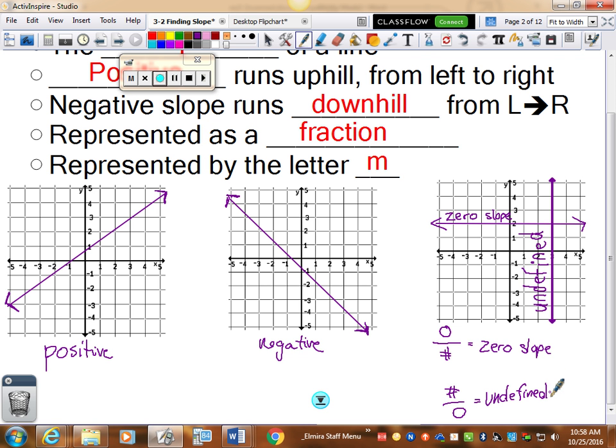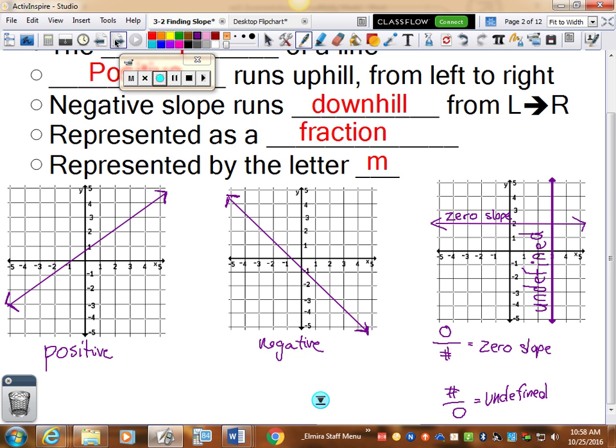You might also hear undefined slope referred to as no slope. I prefer the word undefined because no slope and 0 slope sound too similar to me and it'd be too easy to mix them up. So that's why I use the word undefined instead. It's fine to use either one, but I tend to use the word undefined more.